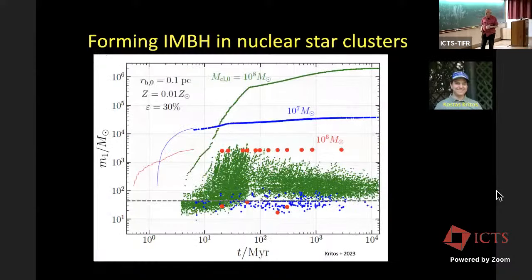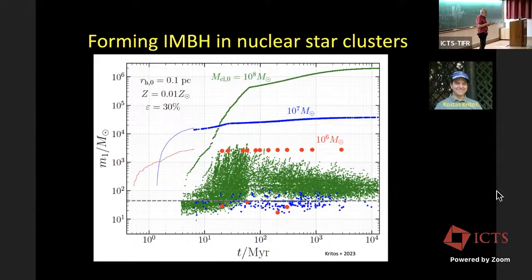Okay, so finally, a little bit of theory. This is some work that I've worked on. This is my student, Kostas Kritos, who's at Johns Hopkins. What he's been doing is studying the mergers of black holes in nuclear star clusters. The black holes were initially made from stars, 10 solar mass, 100 solar mass black holes, and they sink to the middle, merge with other black holes, and eventually you build up to bigger and bigger black holes.